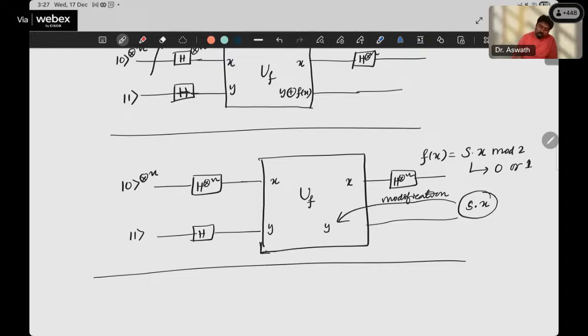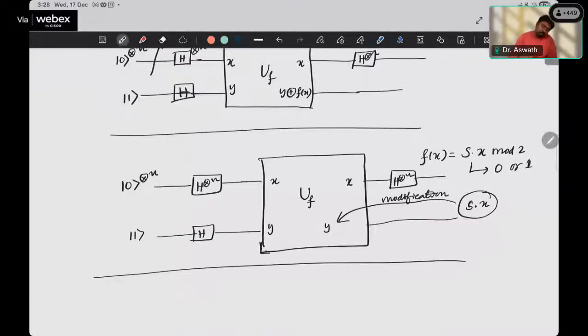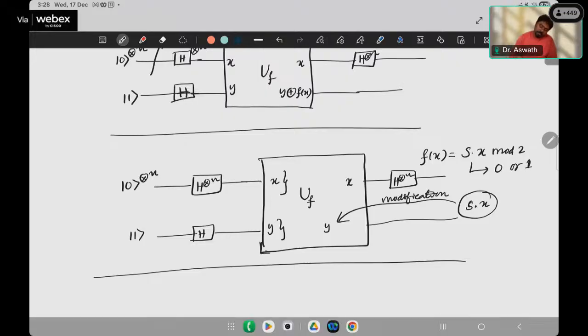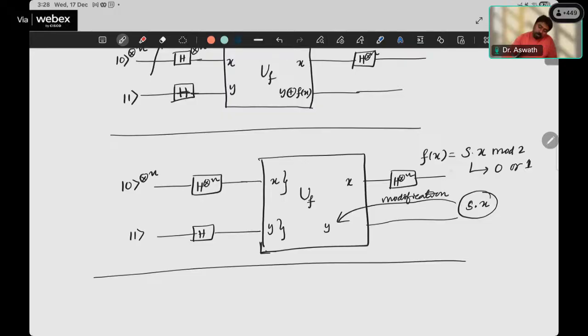Okay, so let's see what I have in my PPT. It exploits this point we have just seen. The algorithm uses a quantum oracle that applies the function f of x to the superposition of all the possible inputs in the problem. The superpositions are coming from here, and here, and it applies that f of x to them. The resulting quantum state carries the information of s. So at this point, I'll have an output where the information of s is carried.